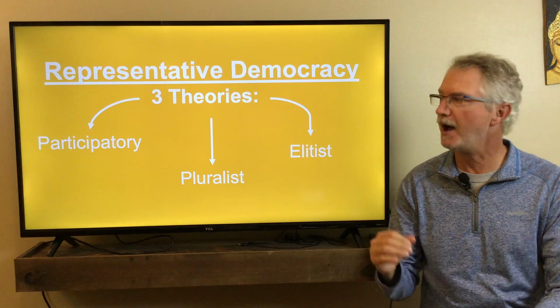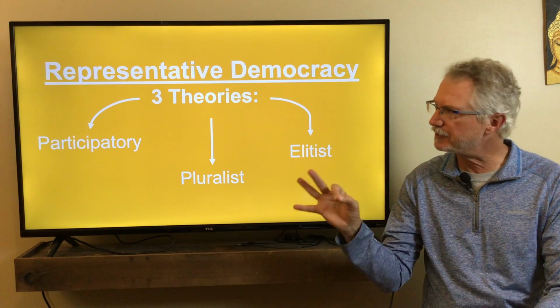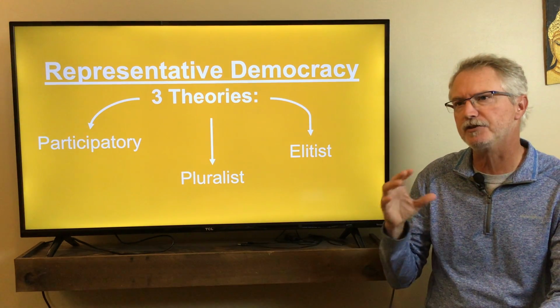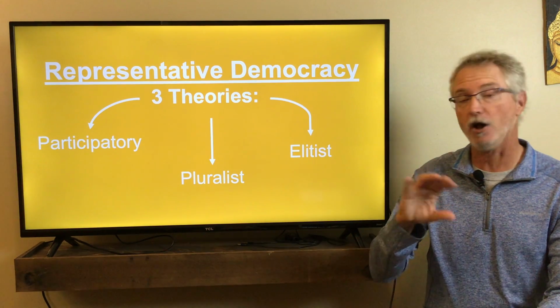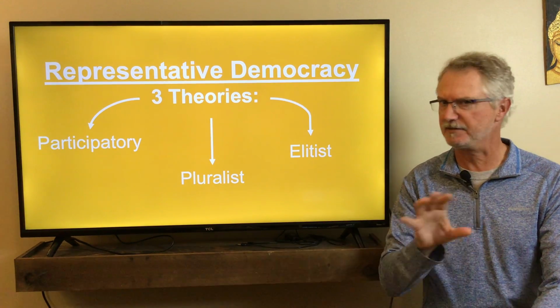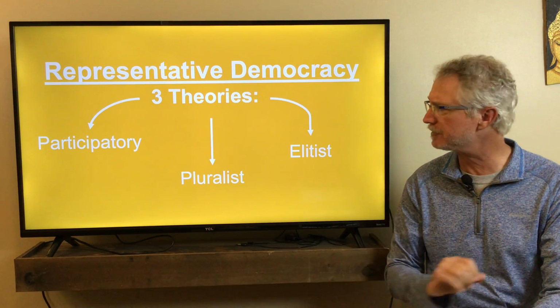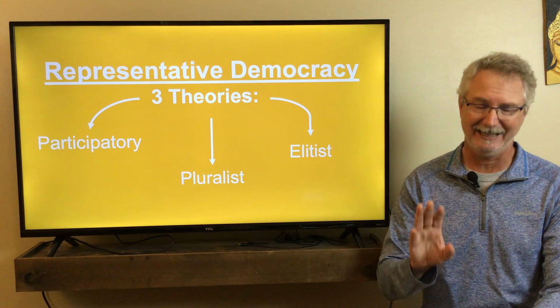In a representative democracy, there are a couple of different theories, three different theories exactly, that we look at to try to explain how we do things here in the United States. And they all apply, but they don't all apply at the same time. And those are participatory democracy, pluralist democracy, and elitist democracy.